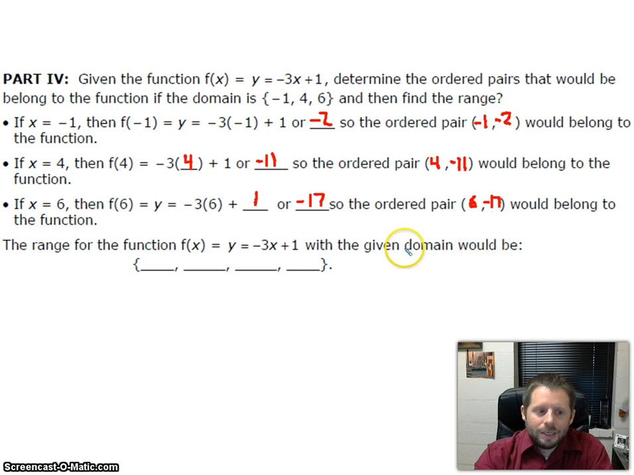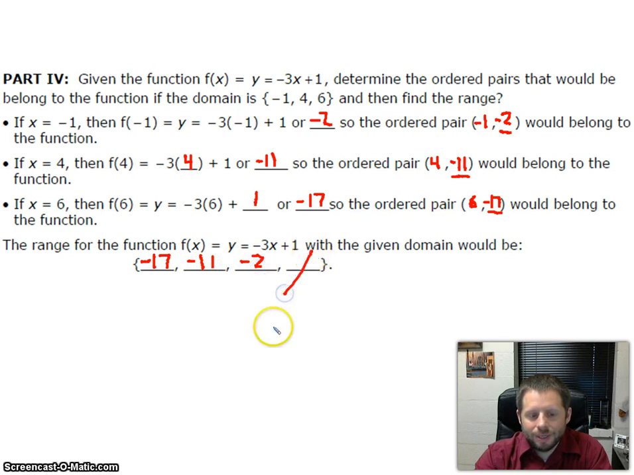Okay. So the range of our function f of x equals -3x plus 1, based on our given domain, is going to be our set of y values: 4, -11, and -17. We're going to ignore the extra space that's been provided, and we're going to write these in order from least to greatest: -17, -11, 4. Alright, so this is how you go about finding either the domain or the range when given the opposite for a given function rule.